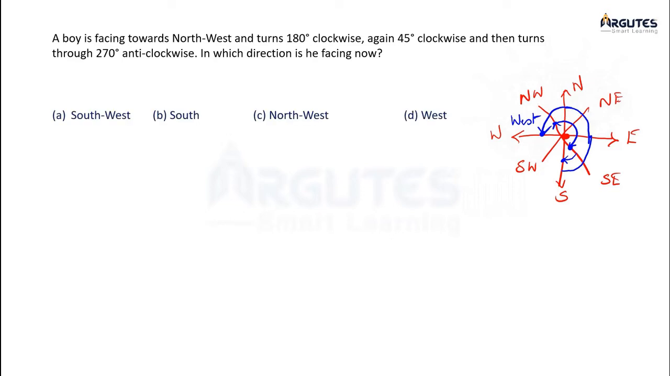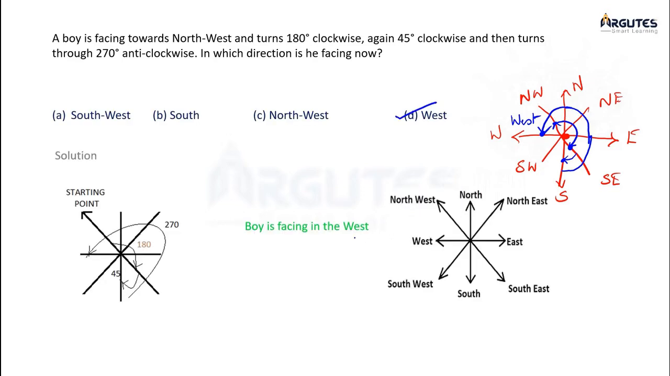Now we'll check the answer option. It is option D, west. Now check the answer. The answer is the boy is facing in the west direction. Is it clear? So it is a different kind of question. Even questions of this kind will also be in the distance and direction concept. Now we'll go on to the next question.